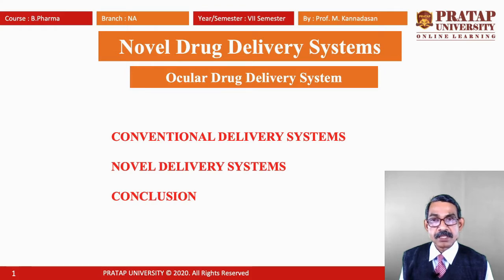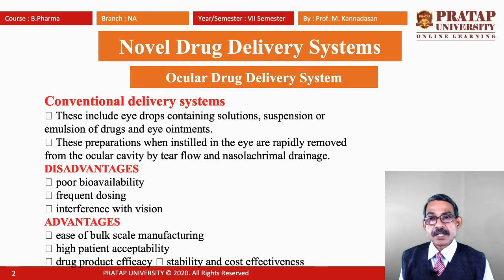Today, the first one is conventional drug delivery systems. Conventional delivery systems are those preparations very traditionally used for eye-related diseases. This includes eye drops containing solutions, suspensions, emulsions. The product looks like drops, we can say eye drops, but by pharmaceutical definition, it may be a solution, a suspension, or an emulsion of the drug. And semi-solid preparations, mostly eye ointment, very commonly used is chloramphenicol eye ointment.